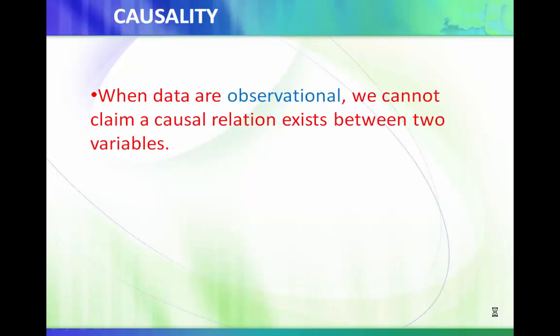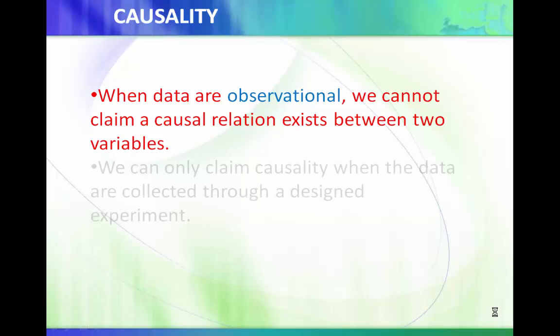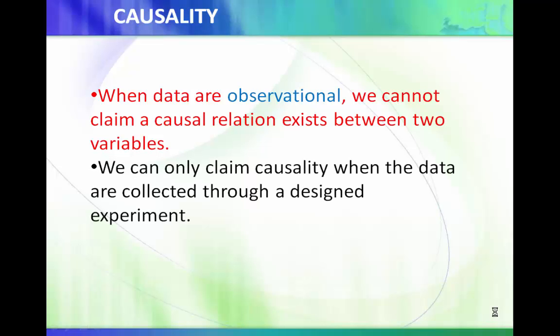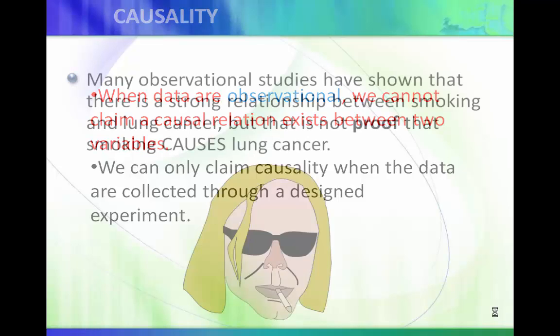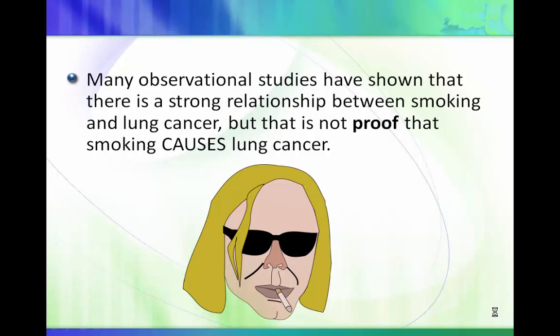When data are observational, we cannot claim a causal relationship exists between two variables. We can only claim causality when the data are collected through a designed experiment. Many observational studies have shown that there is a strong relationship between smoking and lung cancer, but that is not proof that smoking causes lung cancer.